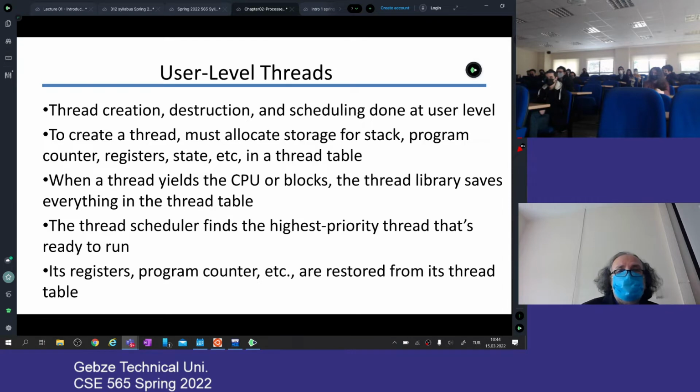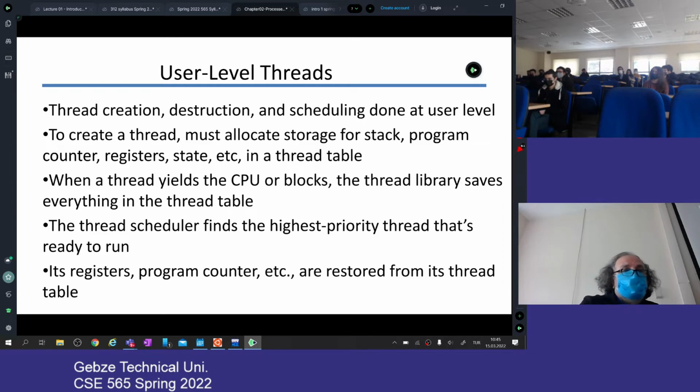So with user level threads, thread creation, destruction, and scheduling are done at the user level without asking anything from the kernel. And to create a thread, our thread library must allocate storage for the stack, program counter, etc. Of course, most of these things are done using assembly.